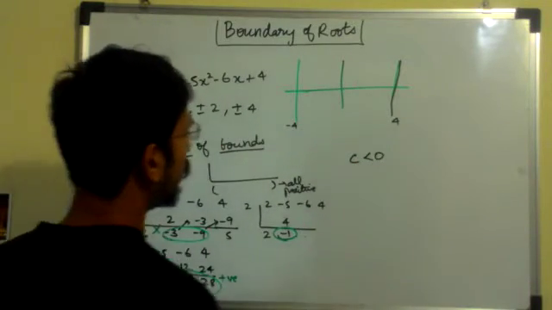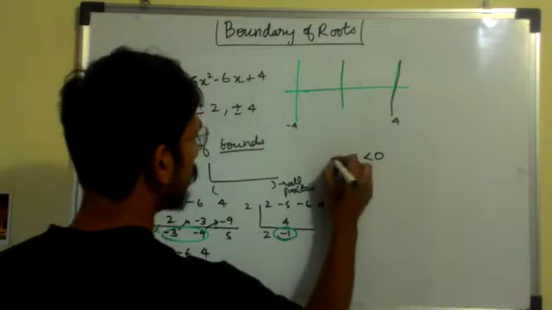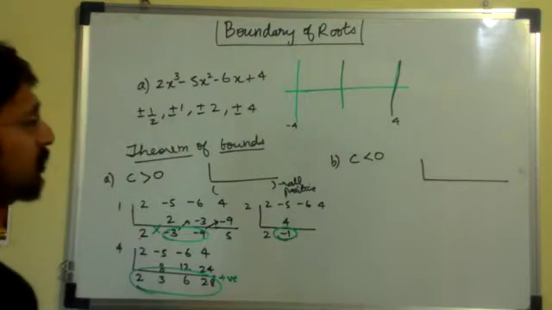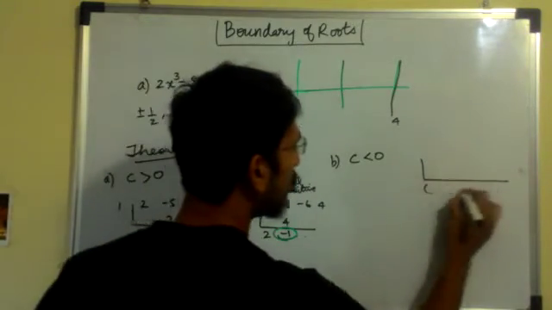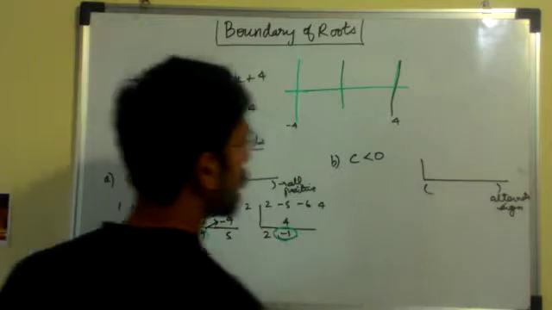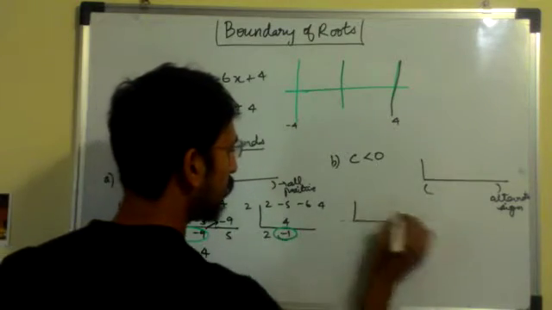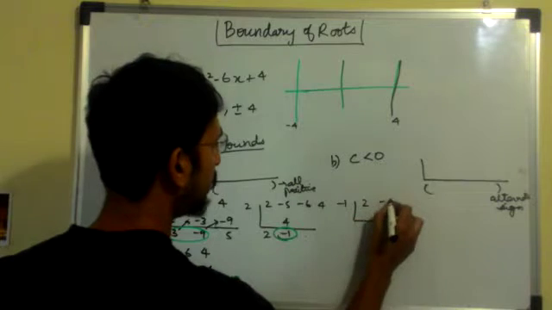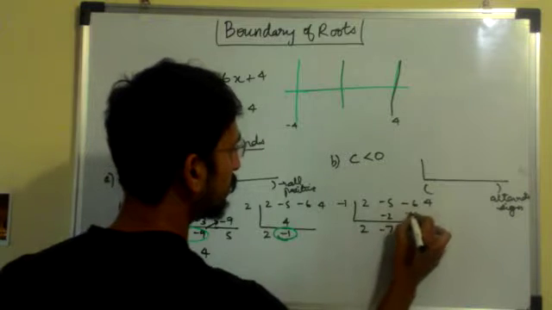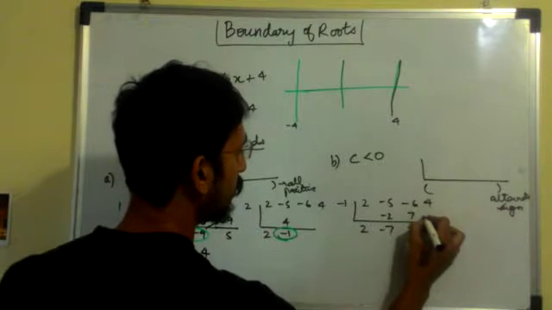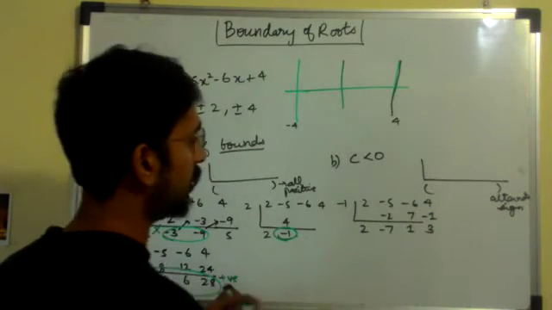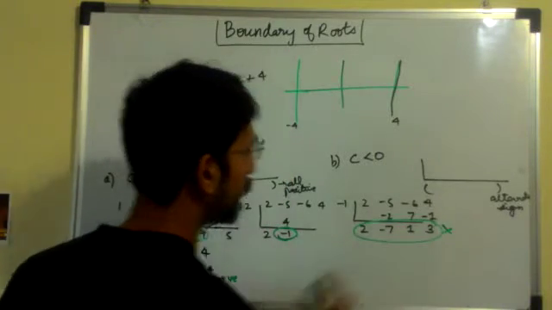For c less than 0, if you perform a synthetic division, then it should have alternate signs. Let's try out again. Say minus 1: 2, minus 5, minus 6, 4 becomes 2, minus 7, 1, 3. This is not alternate, so cannot have this as my answer.